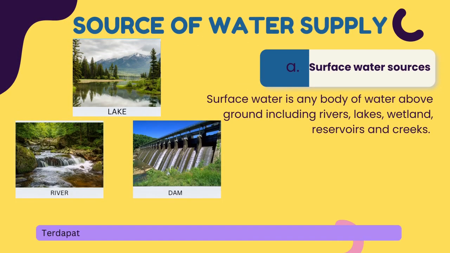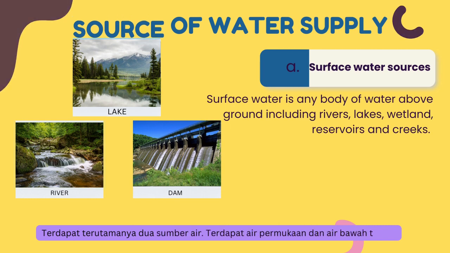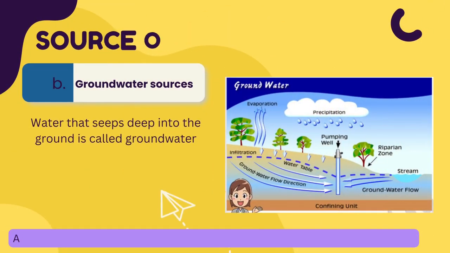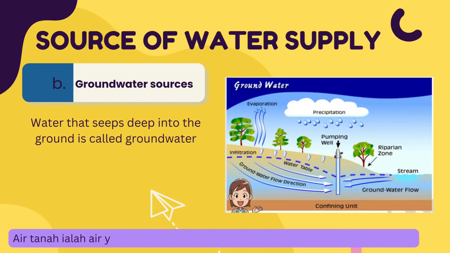There are mainly two sources of water: surface water and groundwater. Groundwater is the water present beneath Earth's surface, for example, in an aquifer.